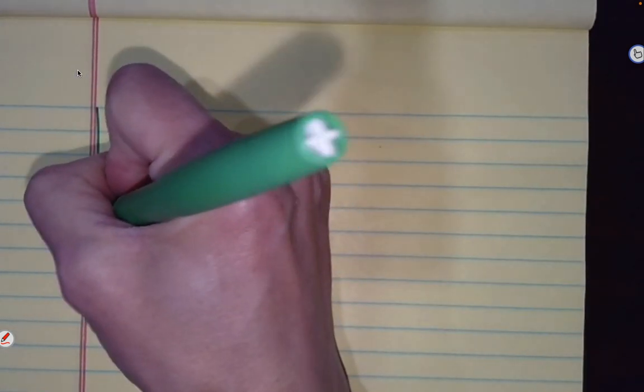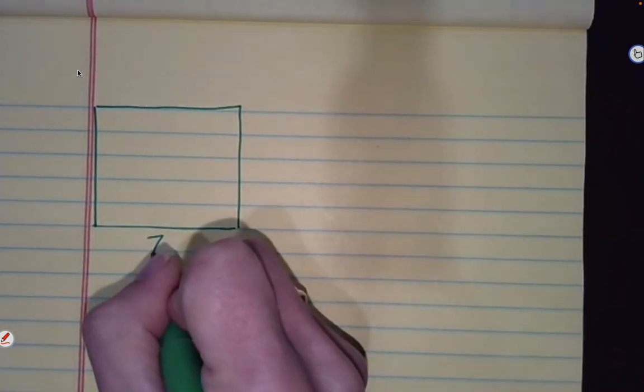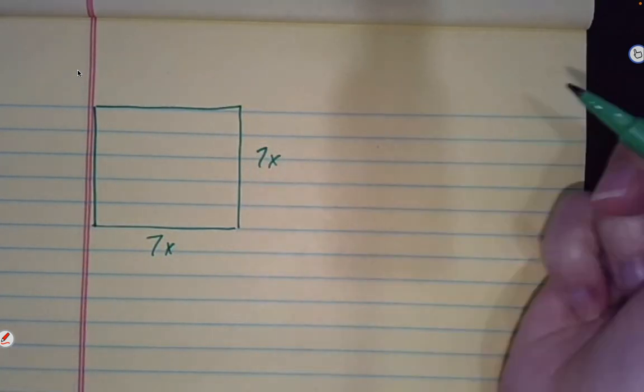Okay, number 11. It says that you have a rectangular lot of land. And, well, this one ends up being, since the sides are the same, 7x by 7x, a what? Square. But we've already discussed all that stuff. So I have a 7x by 7x. Is everybody good with that?